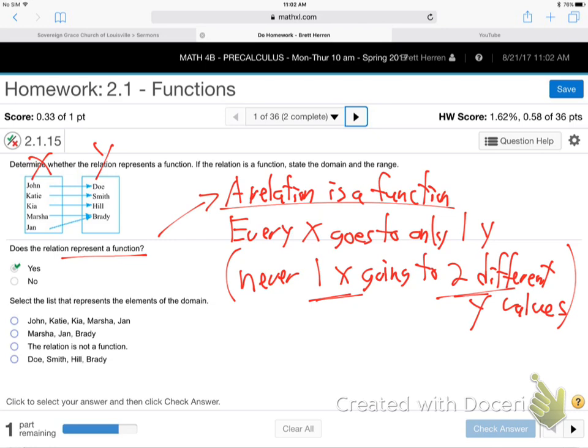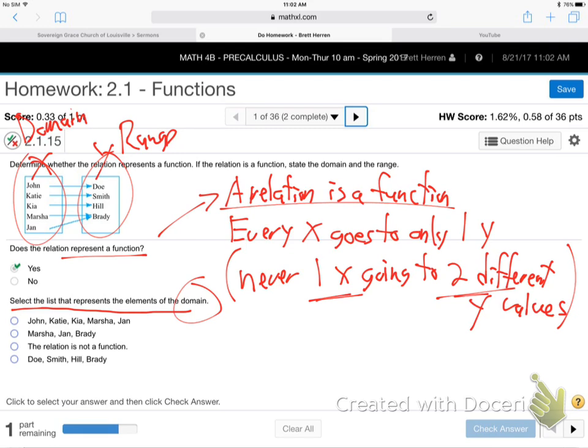Okay, and then it says, select a list that represents the elements in the domain. What does domain mean? X values. Yeah, domain means the x values. What's the y called? Range. So there is the domain, here is the range. They're just going to ask you for those in the two parts that come after.